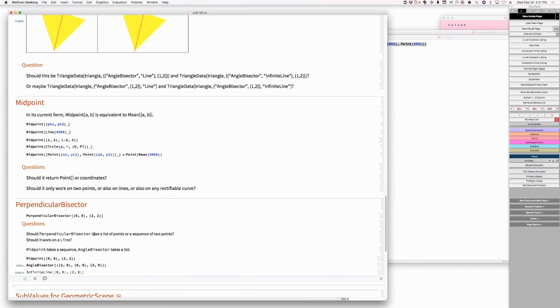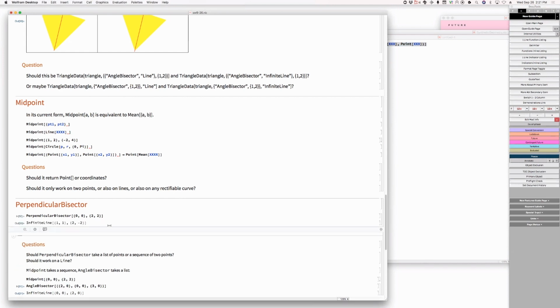Okay, should perpendicular bisector take a list of points or a sequence of 2 points? It sounds like if midpoint's taking a list of points and angle bisector takes a list of points, then perpendicular bisector should probably take. Right, should take a list of points. But what does it actually return here? So I see. So it's an infinite line. Because a perpendicular bisector also works on a line, and so we clearly wanted to take a list of points. Yeah, we clearly do.